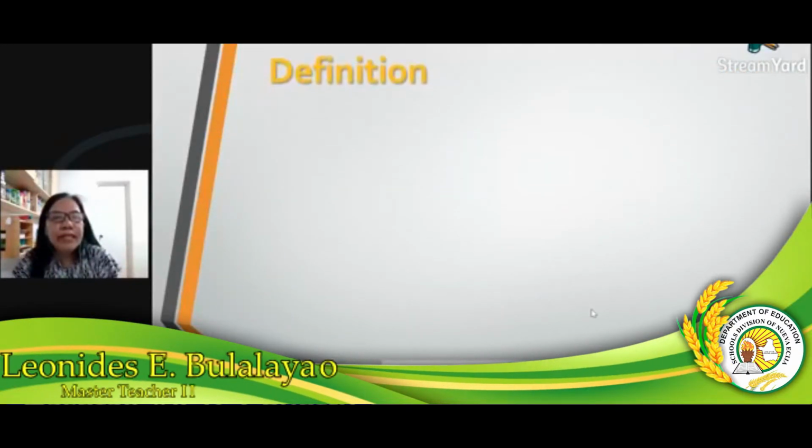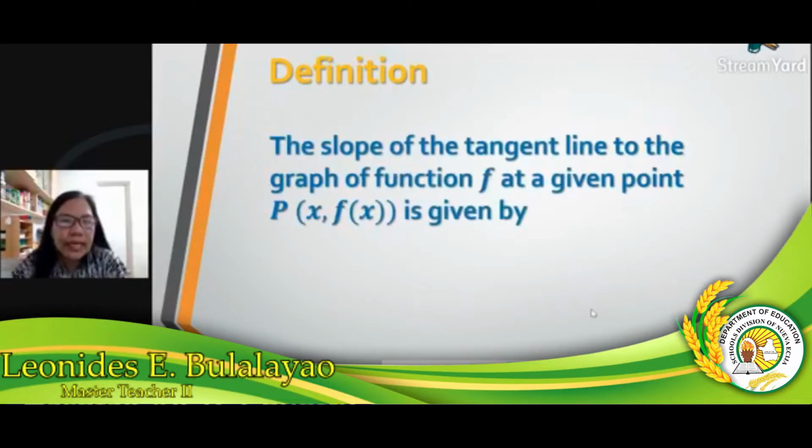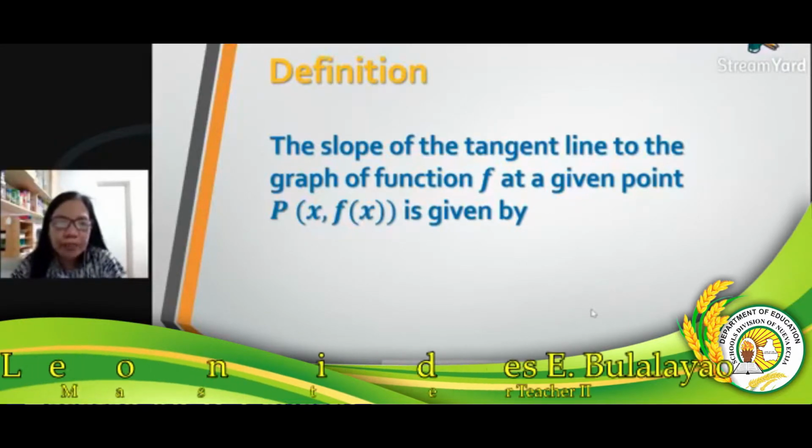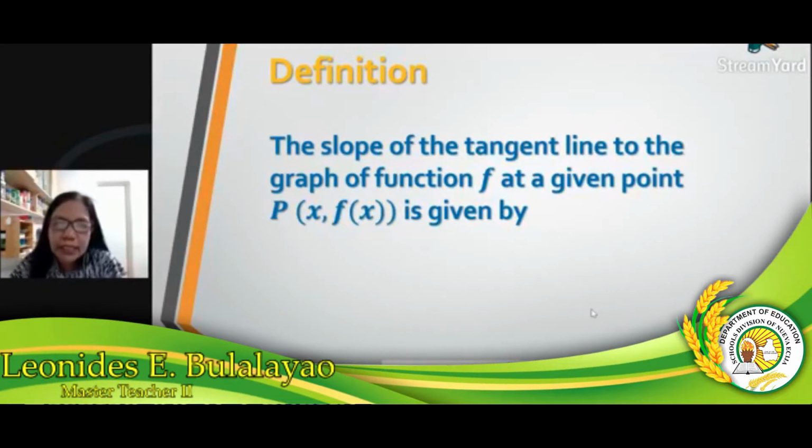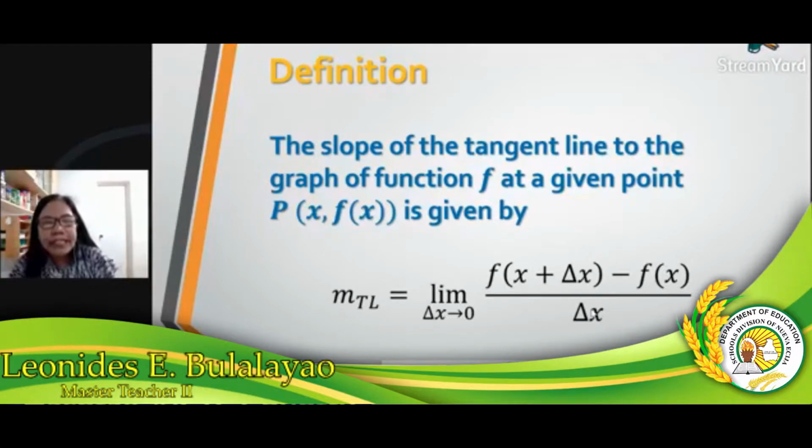So let us formally define the slope of the tangent line. The slope of the tangent line to the graph of a function f at the given point P(x, f of x) is given by this formula.